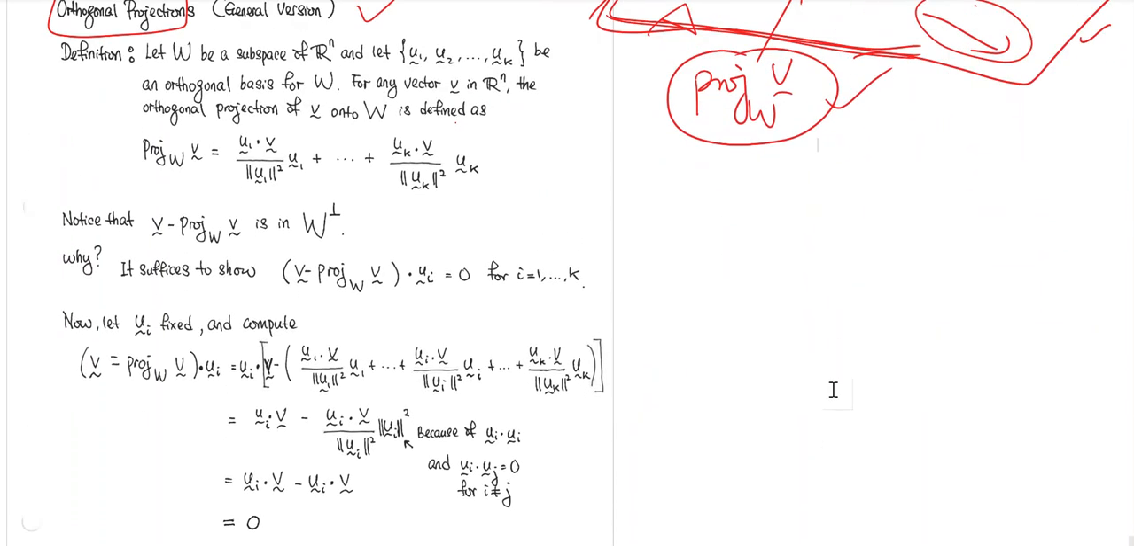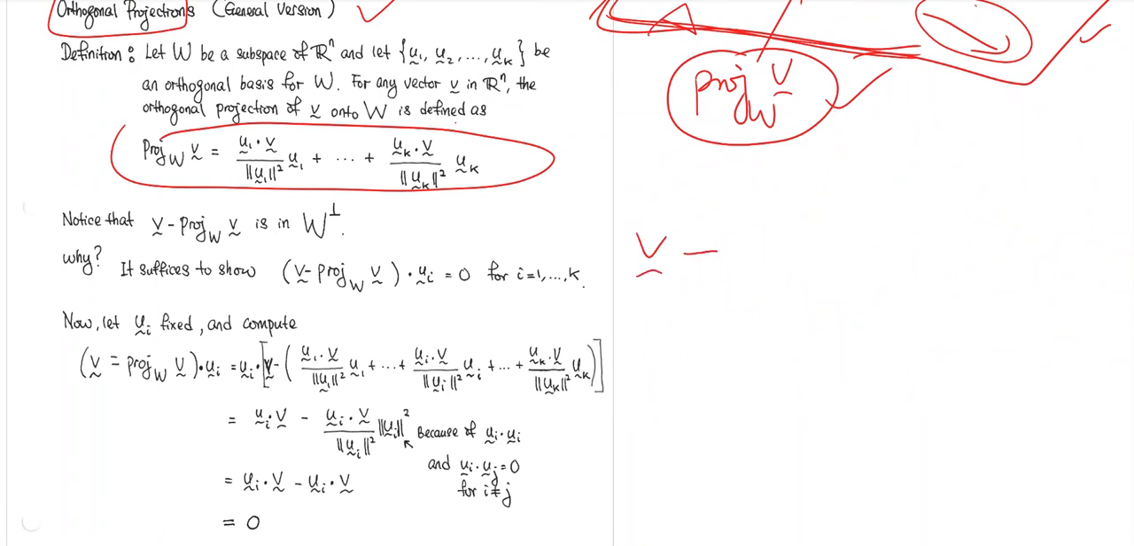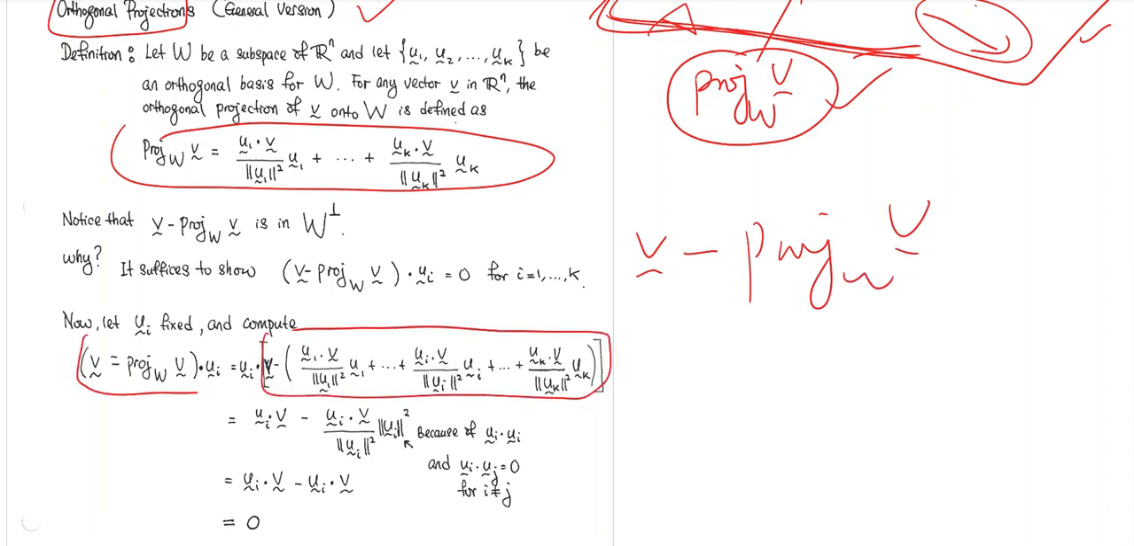We are going to look at this projection formula and we're going to take V minus this projection formula. Okay, so V minus this projection formula is given right here. This is minus. Okay, so V minus the projection formula.